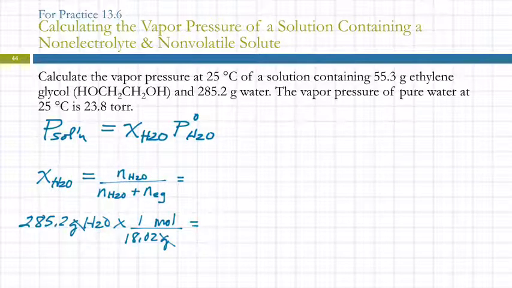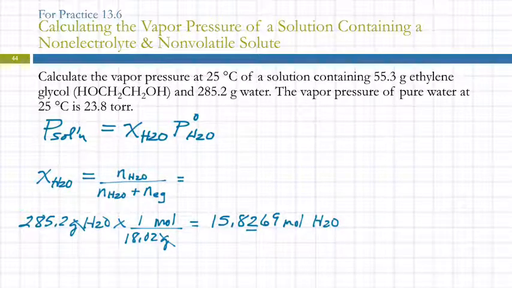So 285.2 divided by 18.02. This should have 4 sig figs, so we want to keep at least 4. And then we're not done yet, so I'm going to keep 2 extras. So that's the moles of water. So I can put that in here, 15.8269. And then in the denominator it shows up as well.